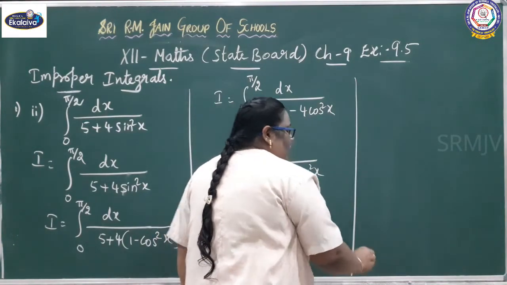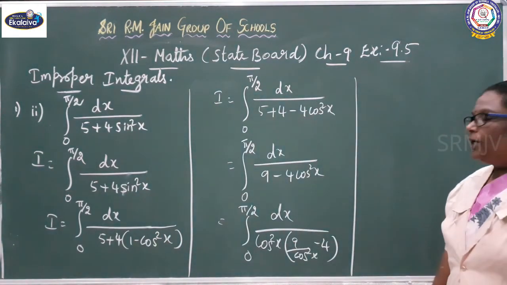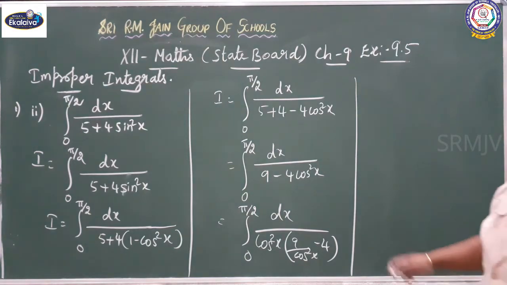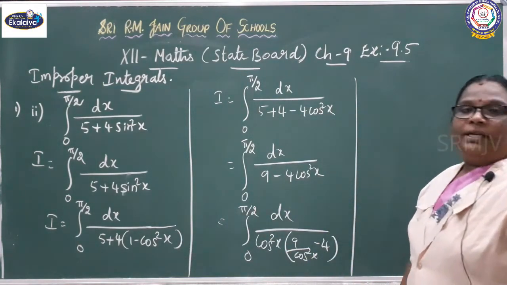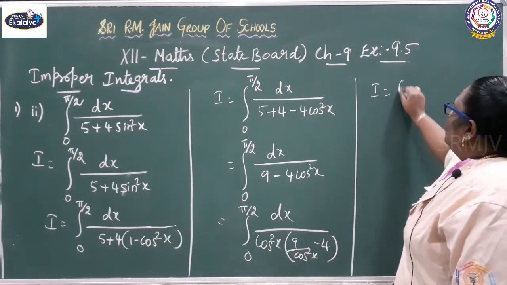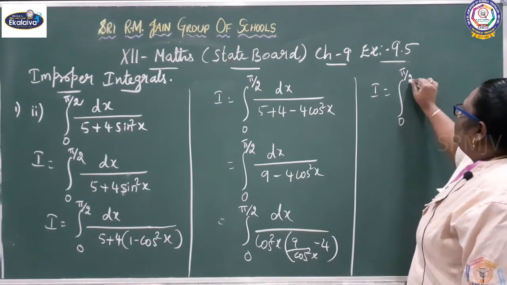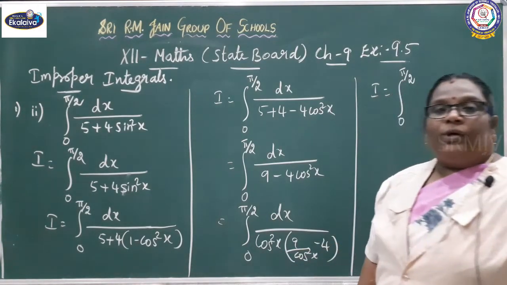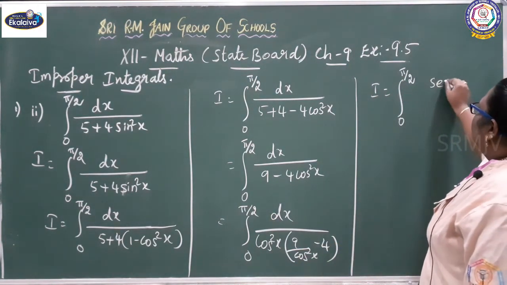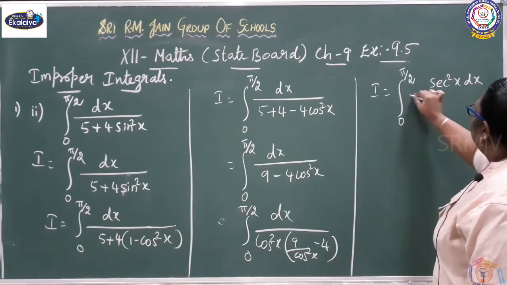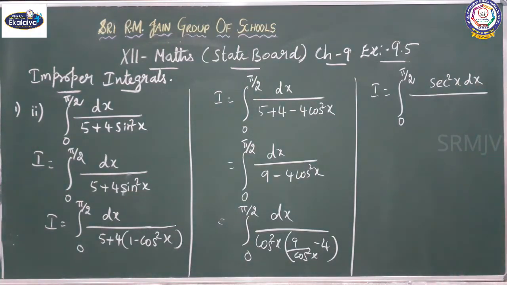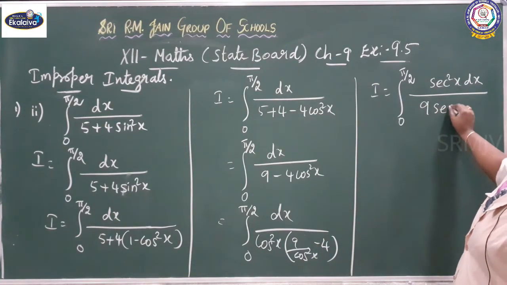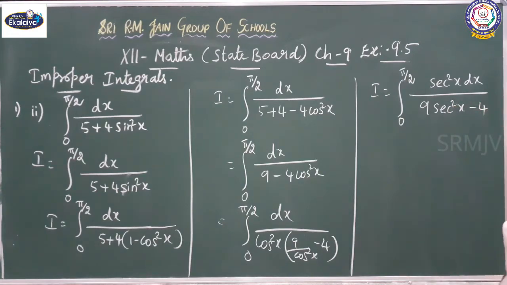See here, 9 by cos square x, because it is not a multiple of cos square x, we can write it in a division form. So, 1 by cos square x is secant square x. I equal to integral 0 to pi by 2 secant square x dx by 9 secant square x minus 4. What is the trigonometric formula for secant square x? 1 plus tan square x.